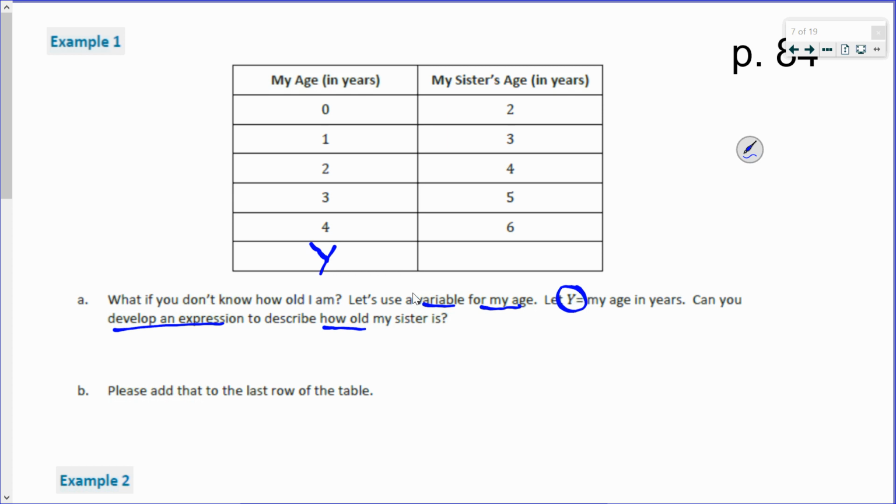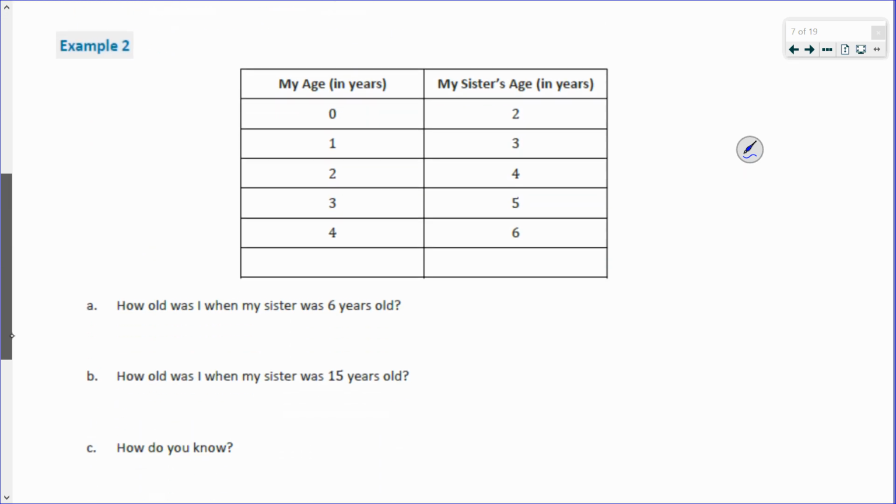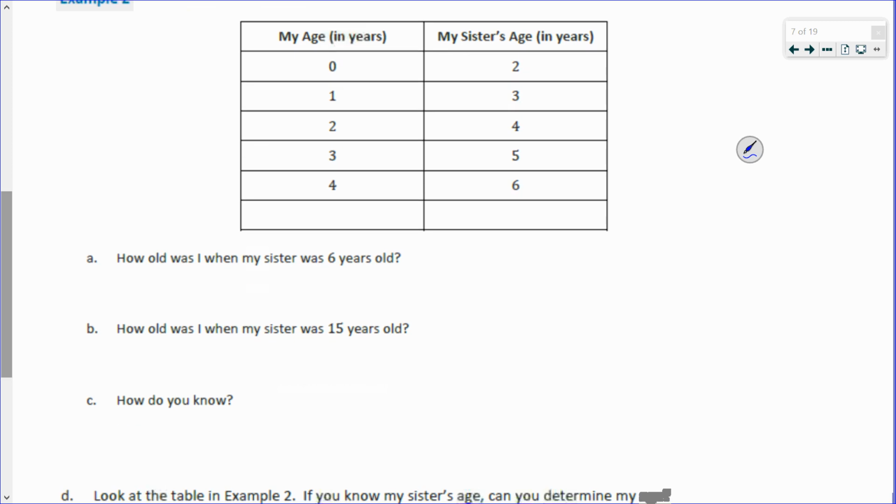You would add 2. So hers would be whatever mine is plus 2. Does that make sense? Yes. So if I was y, it would be y plus 2. Then we add those values to that last line, which we just did. That is the answer.